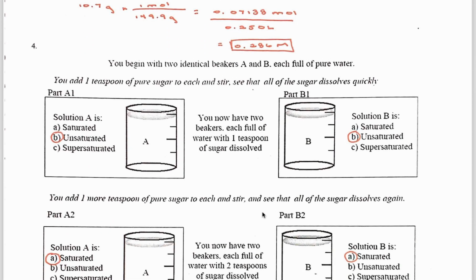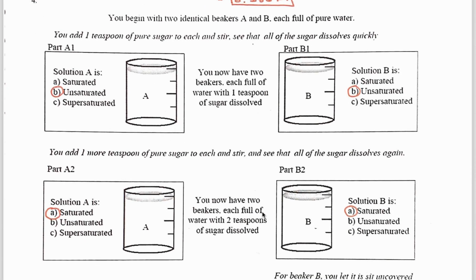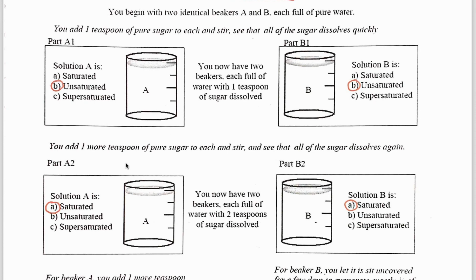Last question here. All right, I've got 2 different solutions, and I add 1 teaspoon of sugar to each of them, right? And it dissolves perfectly. Okay, awesome. I now have 2 beakers, each full of water with 1 teaspoon of sugar dissolved. Cool. I then add another teaspoon, okay, and stir, and all the sugar dissolves. So what that tells me, since I can add more sugar, I can dissolve more sugar into these 2 solutions. That tells me that these solutions right now, before I added the sugar, were both unsaturated, right? Because you can still dissolve more.